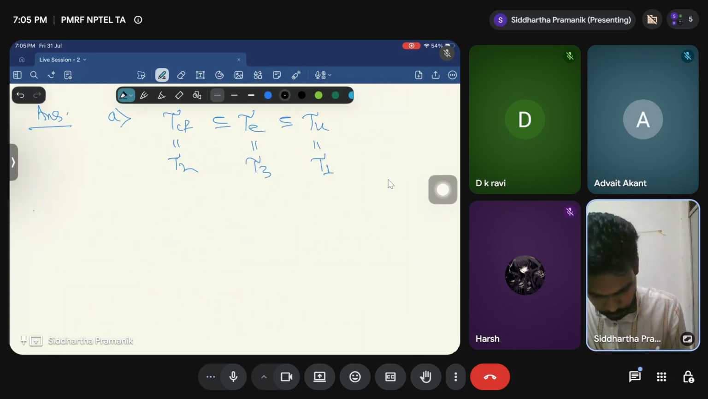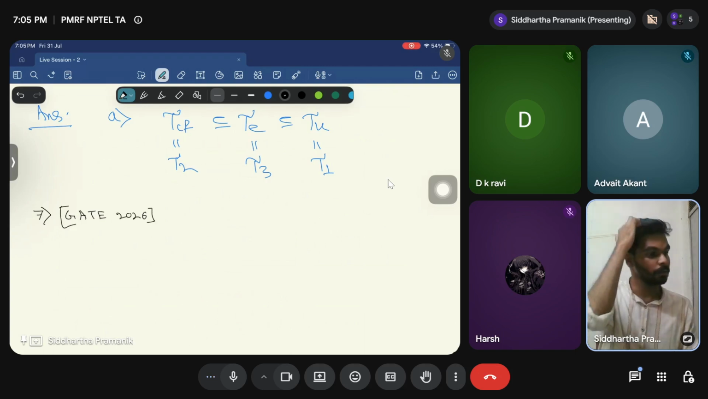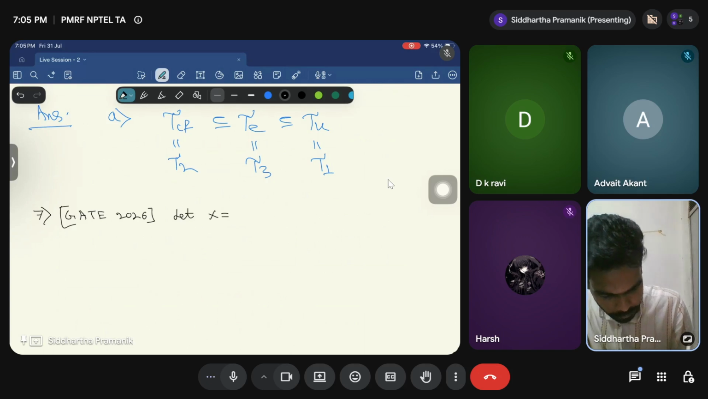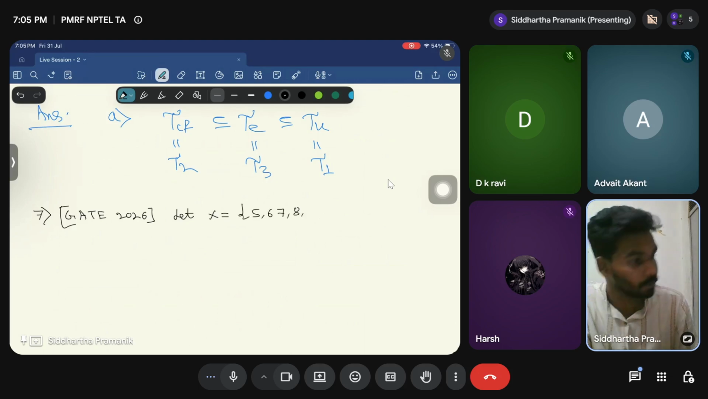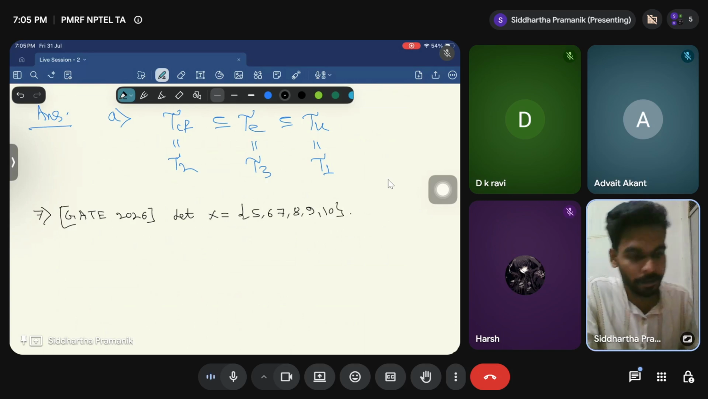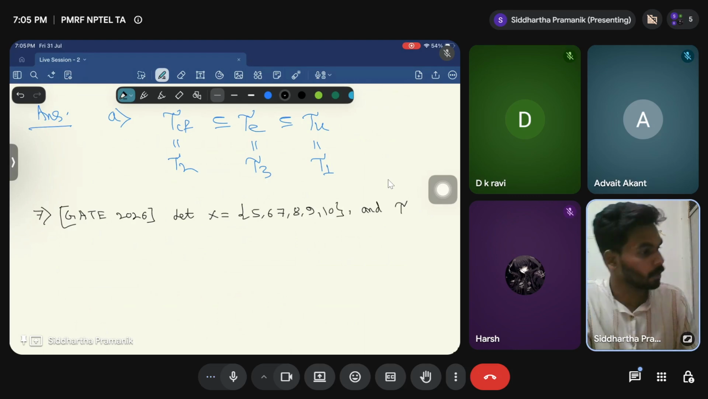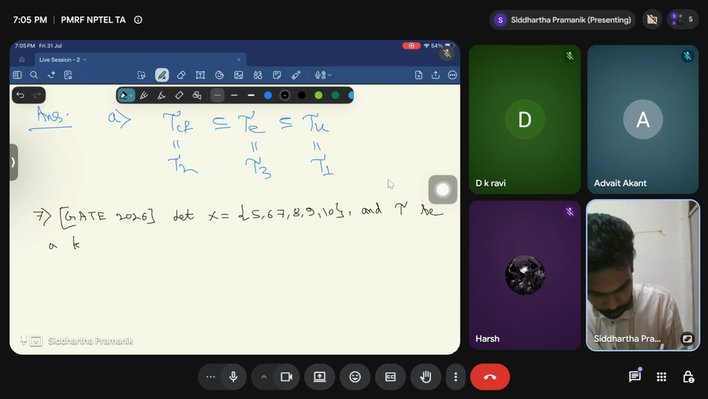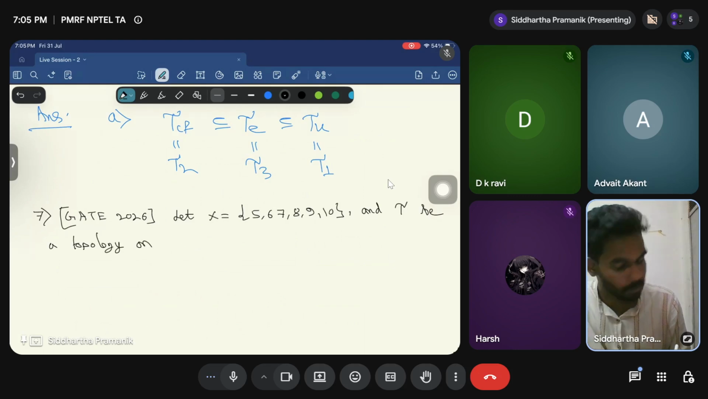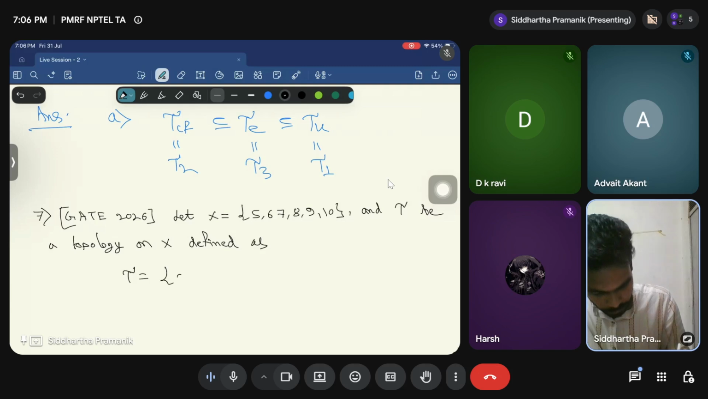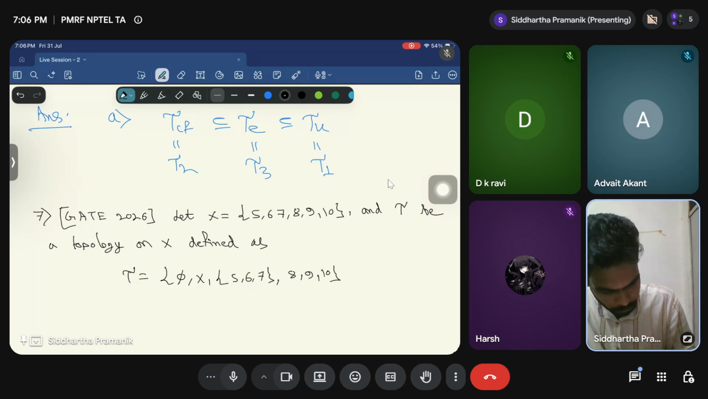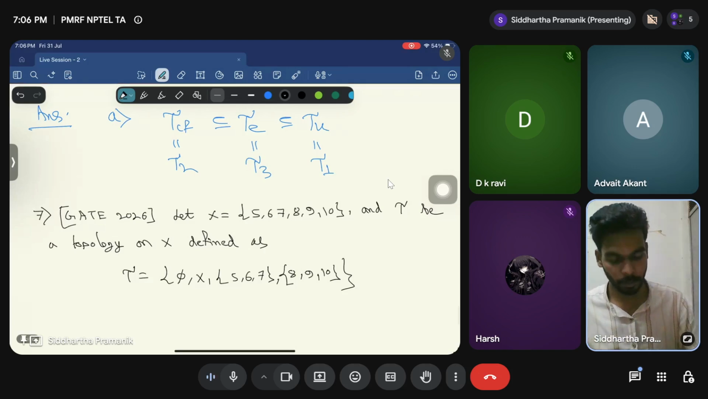Okay, so this is from GATE 2026. So let X be the set 5, 6, 7, 8, 9 and 10, and tau be a topology on X defined as: you have the empty set, you have X, you have 5, 6, 7 and you have 8, 9, 10. So this is your topology on this set.